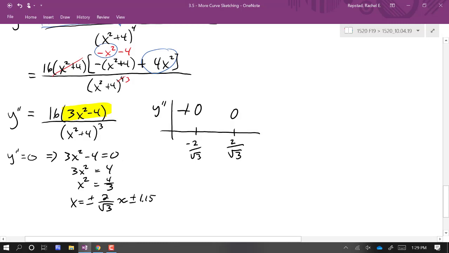If I plug in something in between, my favorite number to plug in this interval, anybody know what it is? 0. 0. What do we get? Negative. And if I plug in a big positive number, what do we get? Positive. Mm-hmm.